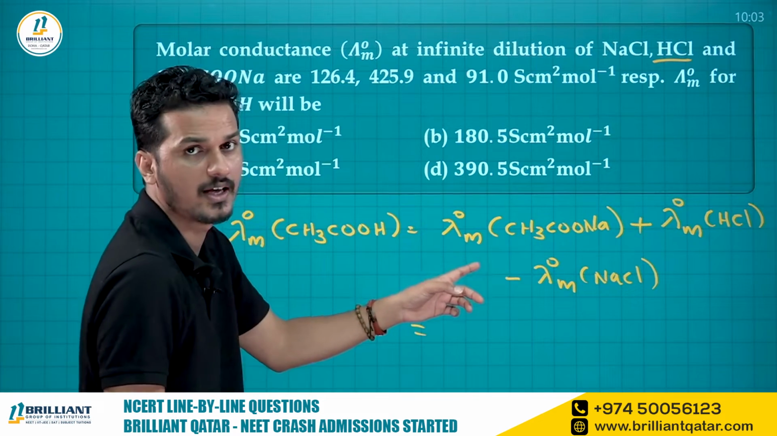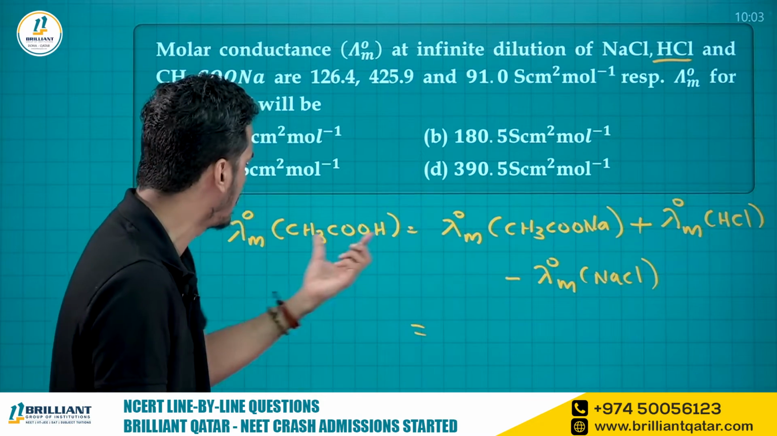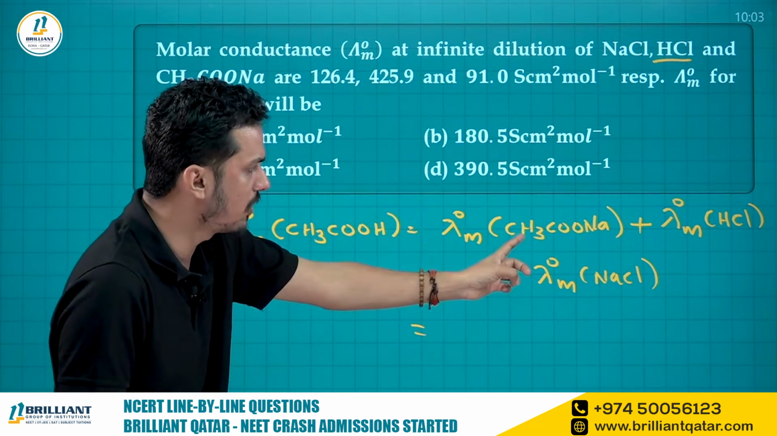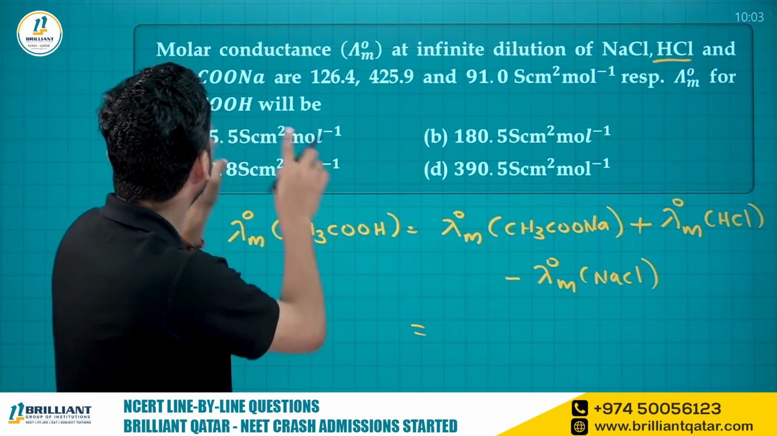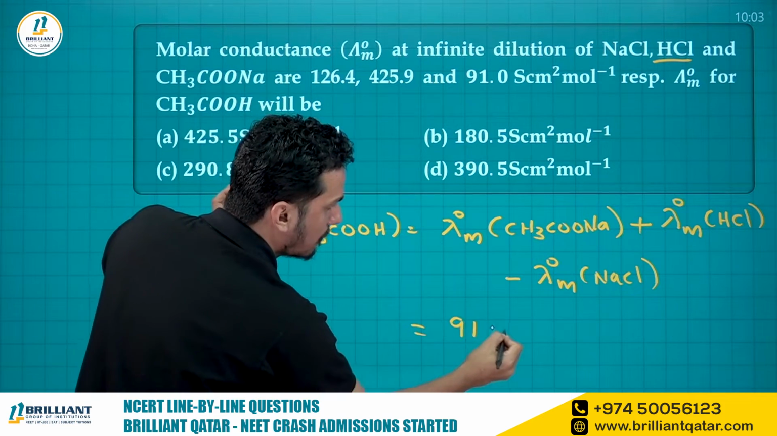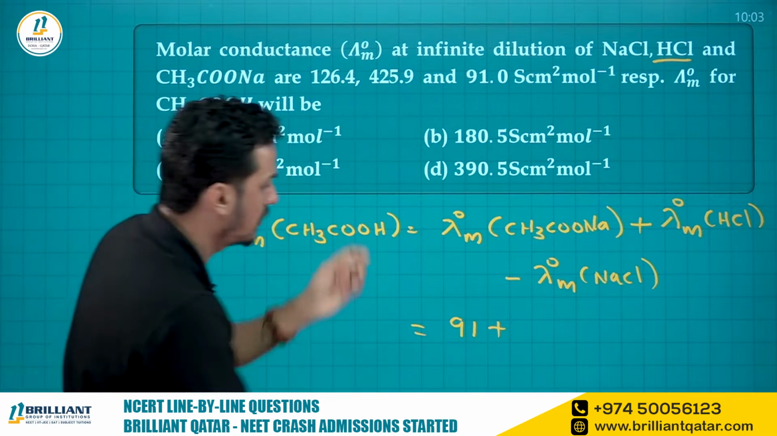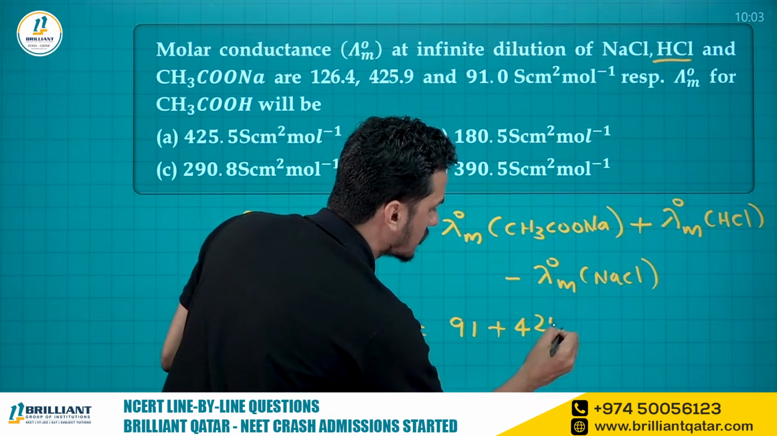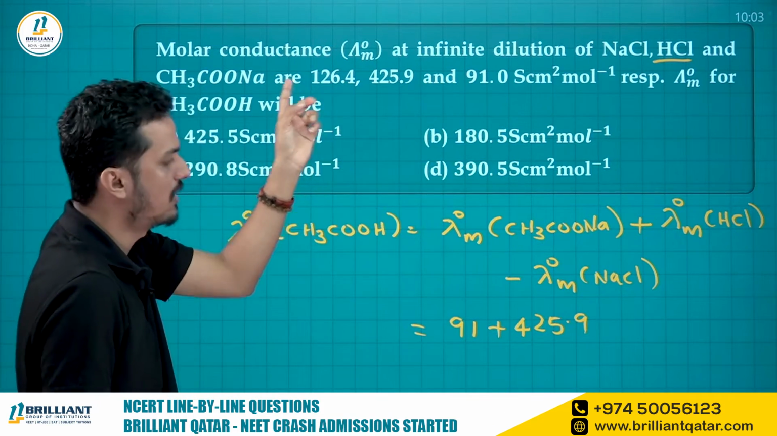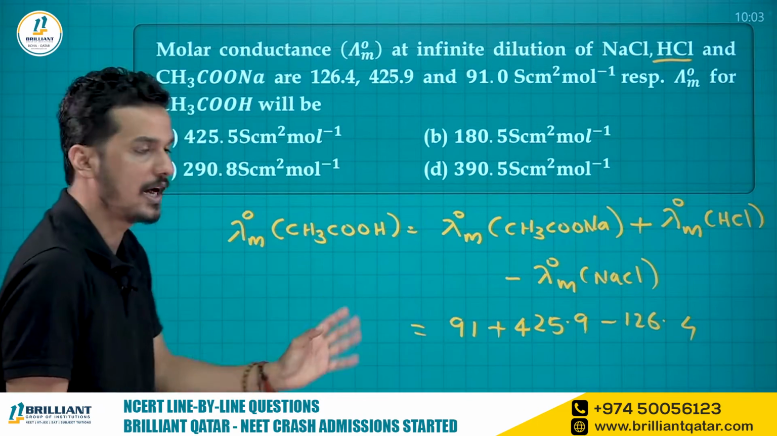This idea is called Kohlrausch's law. By using Kohlrausch's law only we are finding the limiting molar conductivity of a weak electrolyte. So what's the limiting molar conductivity of CH3COONa? The value they gave is 91, plus Lambda 0 m of HCl, which is 425.9, and minus Lambda 0 m of NaCl, that is 126.4. So now we have to add and subtract.